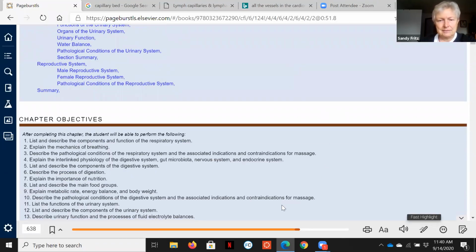Okay, let's stop our share. This particular chapter, studying of these last two chapters, also indicates that we're coming to the end of our year-long program.